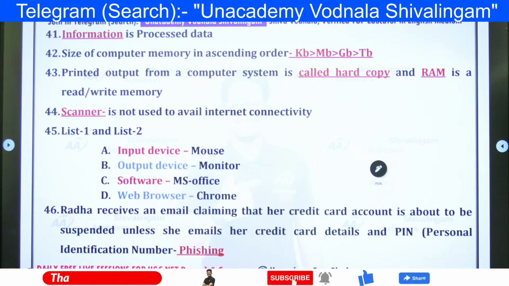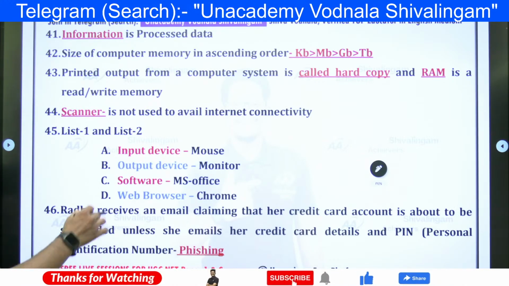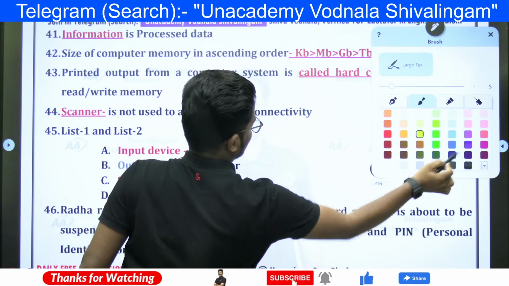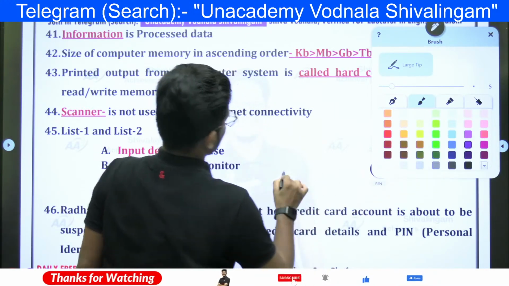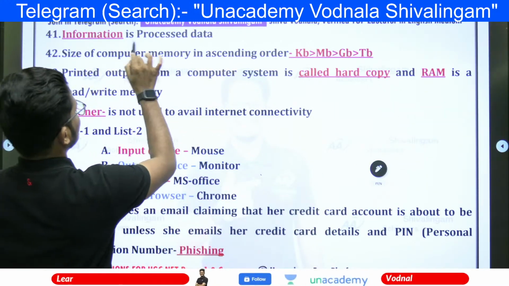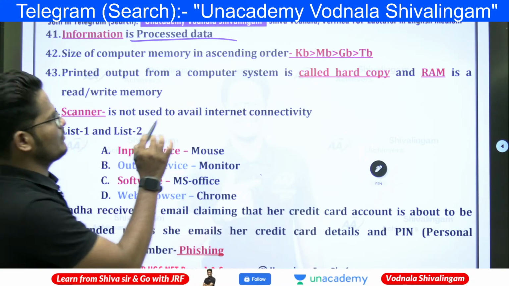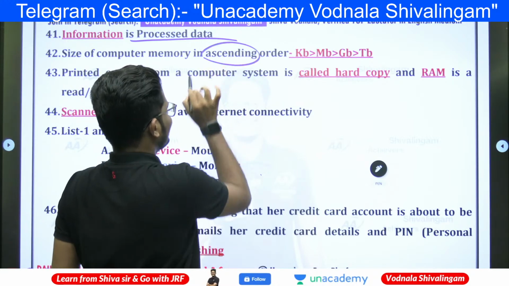Correct. Next. Information is processed data. That is what I am telling. Already completed point. Done. Process data. Already completed.